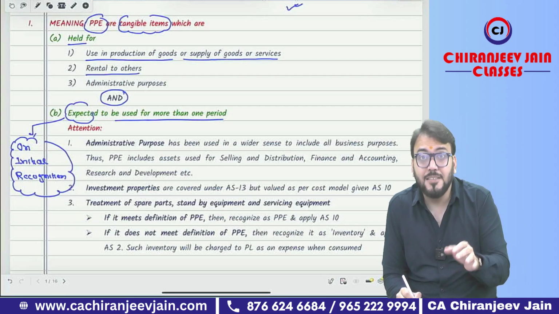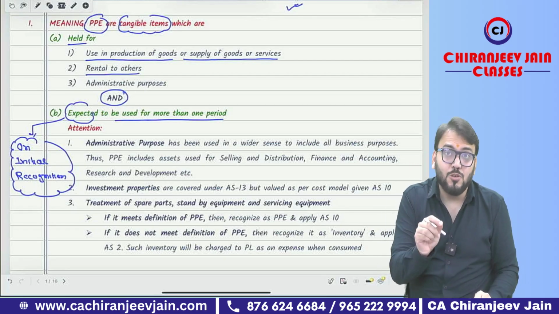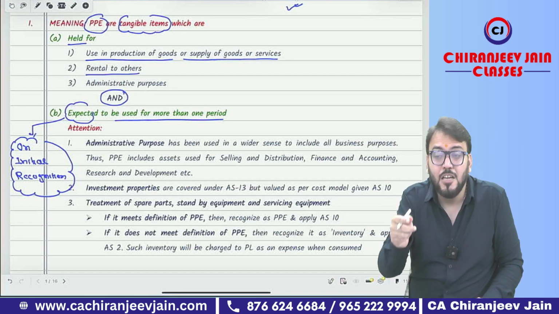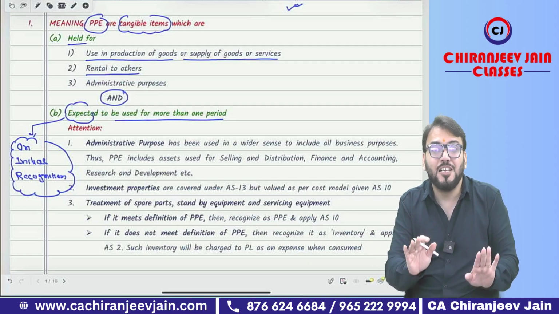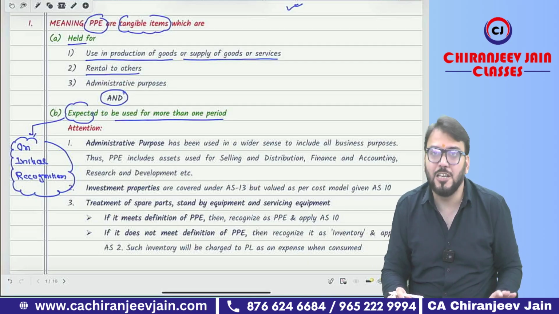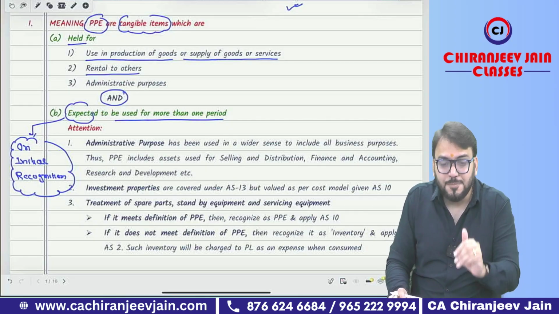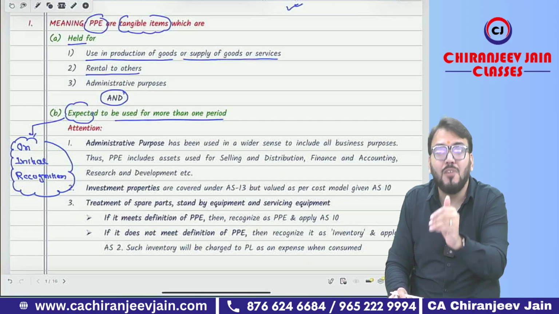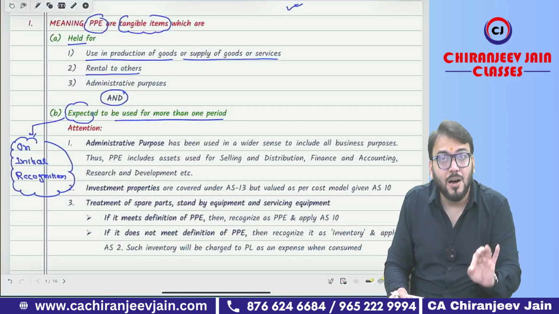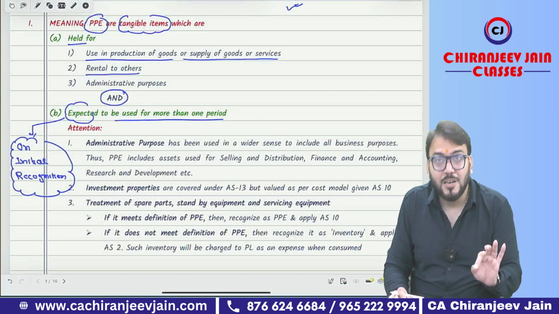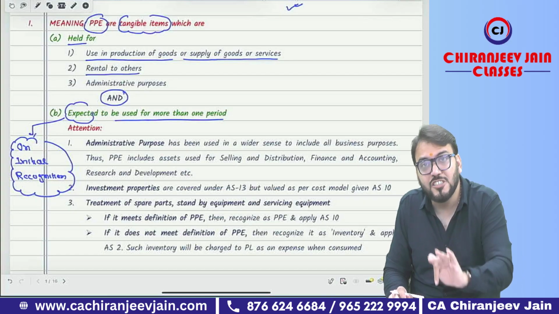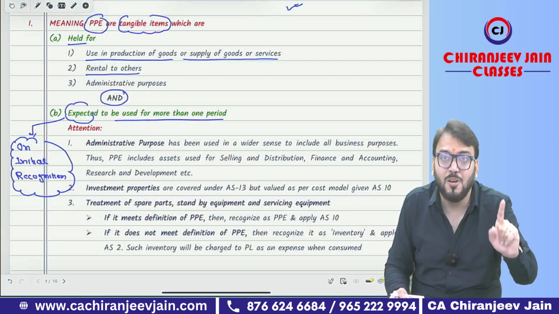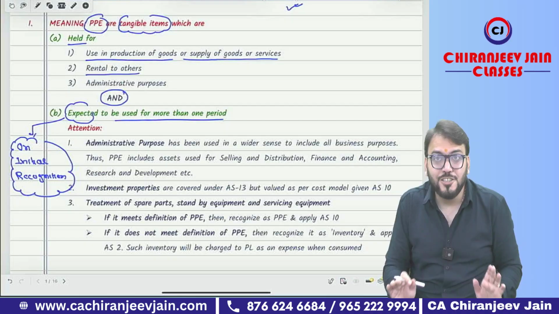The actual can be different. What they want to say is, just see what your expectation was. If your expectation was that you will use it for more than one period, it will meet the definition of PPE. For example, you purchase a computer and your expectation was that it will be used for more than one year, it will be property, plant and equipment. Quite possibly your expectation was one year, but actually you used it for six months, then also it will meet the definition of property, plant and equipment. Got this point?